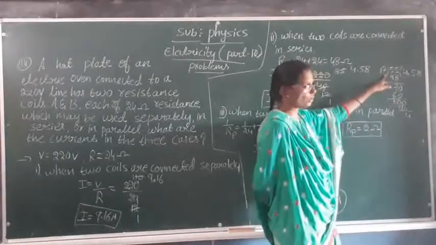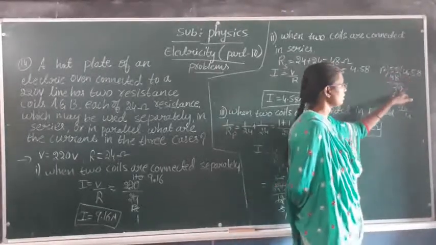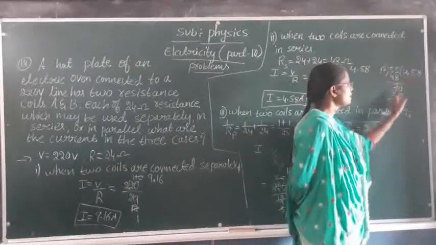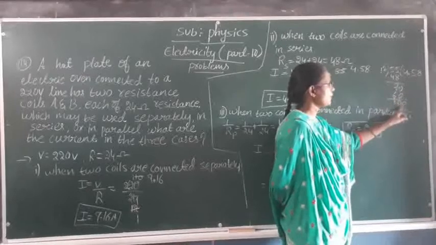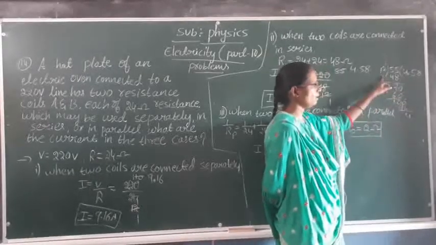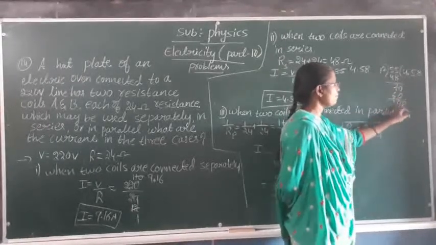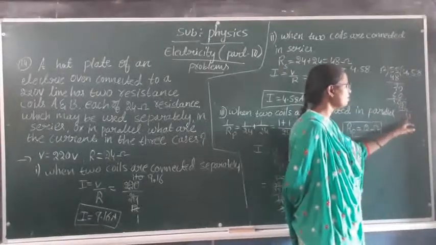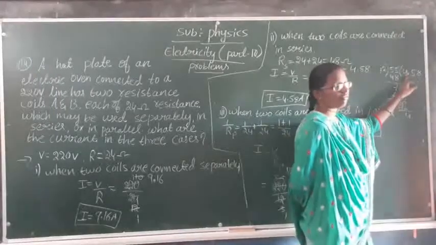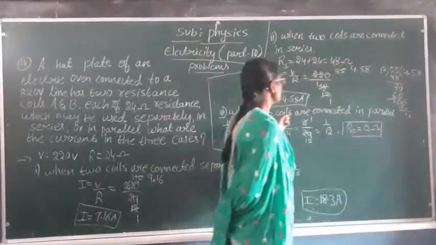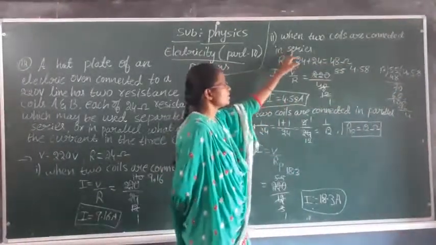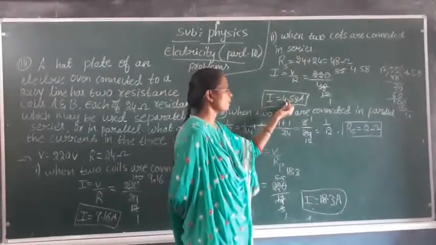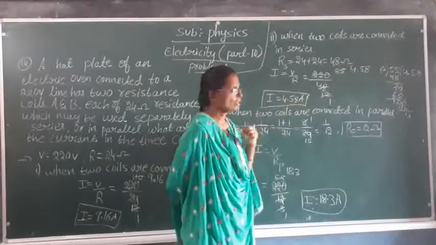So 7 is less than 12. So it is not going to take the decimal point and it will take 0. 70. 12 5s are 60. So how much remains? 10. Again 10 is less than 12. So take one more 0, it will become 100. 12 8s are 96. So what is the remainder? 4. So the answer we are getting is 4.58. So when the resistors are connected in series, the current value I is equal to 4.58 ampere.